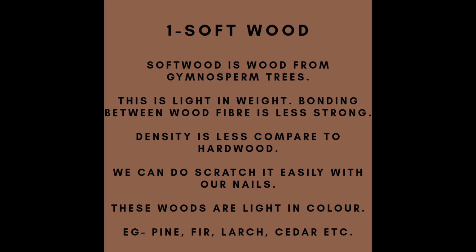1. Softwood. Softwood is wood from gymnosperm trees. It is light in weight. Bonding between the wood fibers is less strong. Density is less compared to hardwood. We can scratch it easily with our nails. These woods are light in color. Examples: pine, fir, larch, cedar, etc.